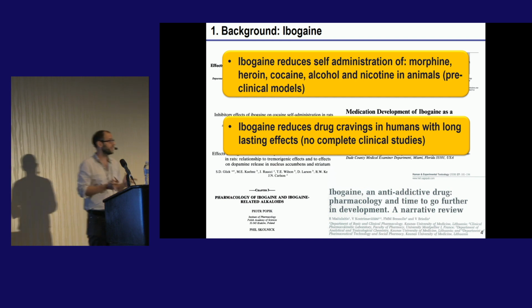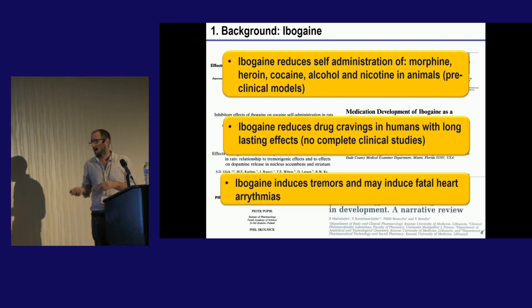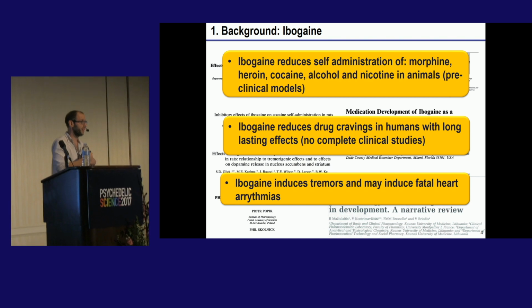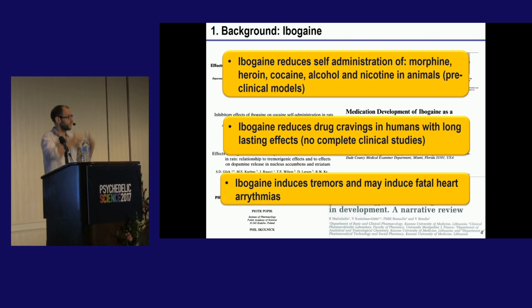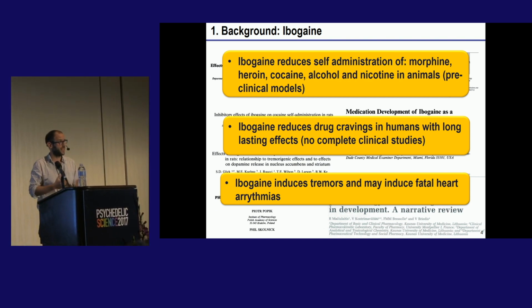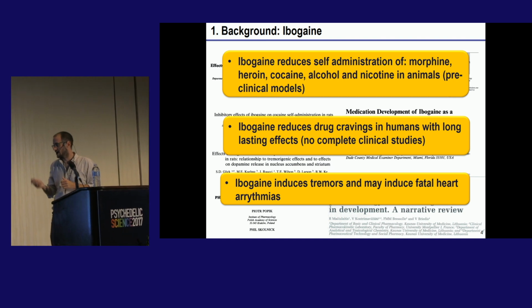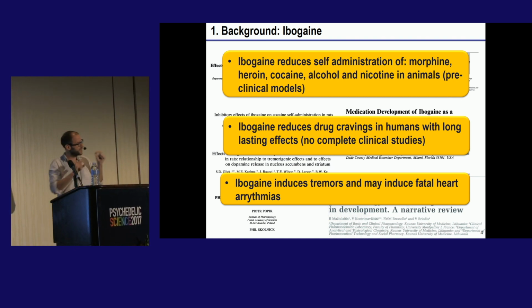And an important thing that was mentioned before is that ibogaine can induce tremors and it may induce fatal heart arrhythmias because it has a delicate relationship with the heart. In that, it's different from the other psychedelics too, because it acts on some channels in the heart called the hERG channels. So it's something one should respect and be cautious about.